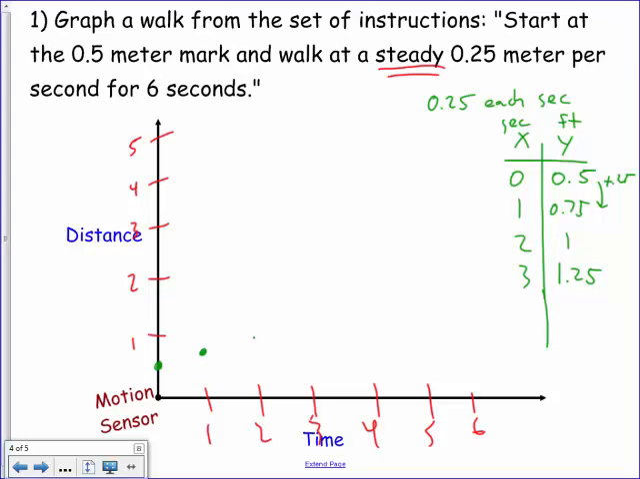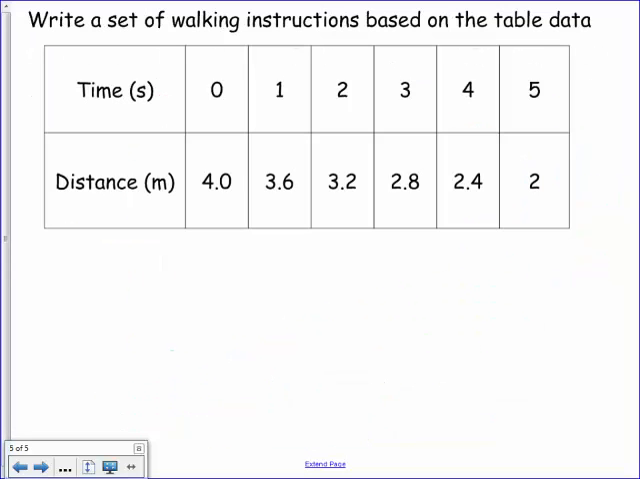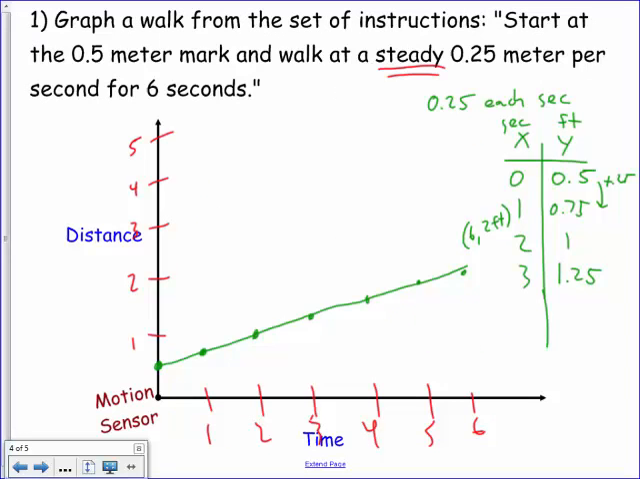So at 1 second, we're at 0.75. At 2 seconds, we're at 1. Okay, so on and so forth. And so at 3, we're at 1.25. At 4, we're at 1.5. Okay, right there. And at 6, we're at 2 feet. So this should be 6 seconds at 2 feet right here. And then if it's a steady rate, it should be a straight line just like that. And it looks like we didn't move any closer to the sensor. We didn't increase or decrease our speed. So that looks perfect.